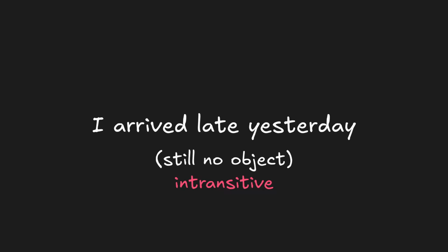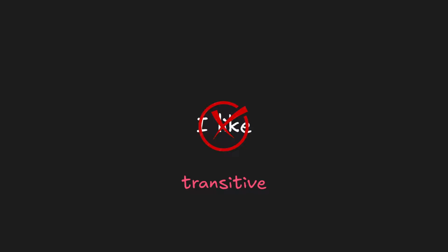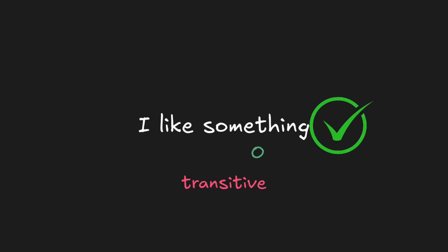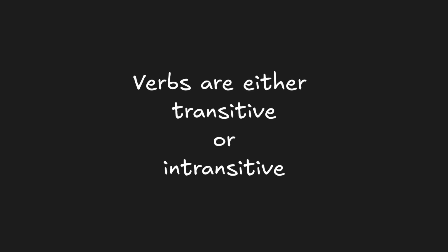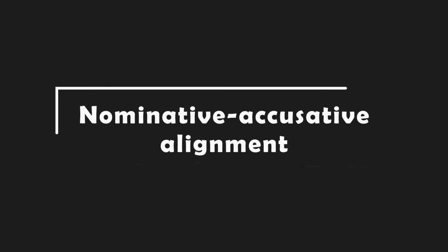Some verbs are easier to distinguish. For example, I arrived. Arrive is always intransitive. I cannot add an object to this sentence because arriving only applies to me. I can add other information to that sentence, but it won't be an object. Arrive is always intransitive. Other examples can include it rains or he runs. For verbs that are always transitive, there's like, for example. You cannot just say I like on its own. You need an object to describe what you like. So verbs are either transitive or intransitive, and sometimes it may look like it can be both, but keep in mind that they cannot be both at the same time. So let's go back to understand this nominative-accusative thing.